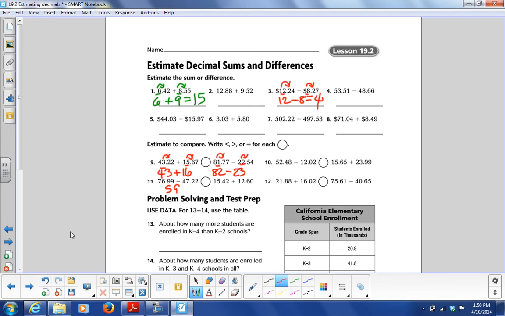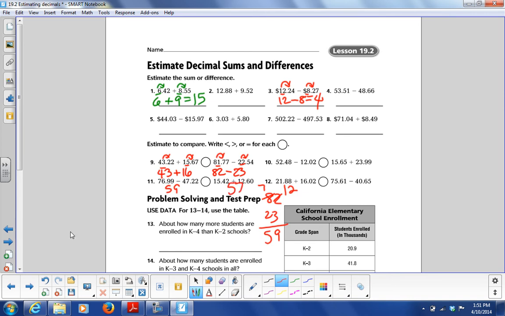So 82 minus 23. I'll do it down here because I'm going to need space. I have to regroup. I'm going to change that to a 12, change this to a 7. 12 minus 3 is 9. Did I get that right? Yeah, okay. 12 minus 3 is 9. 7 minus 2 is 5. So I have 59 here.